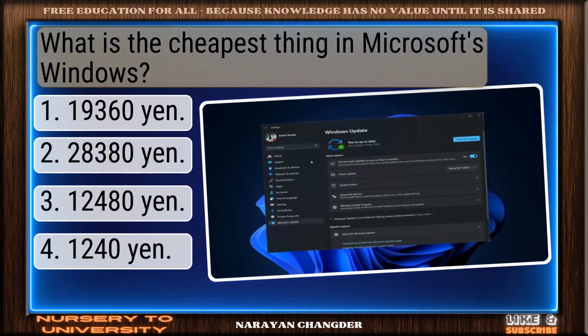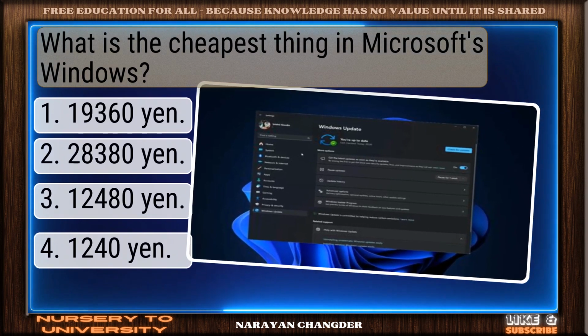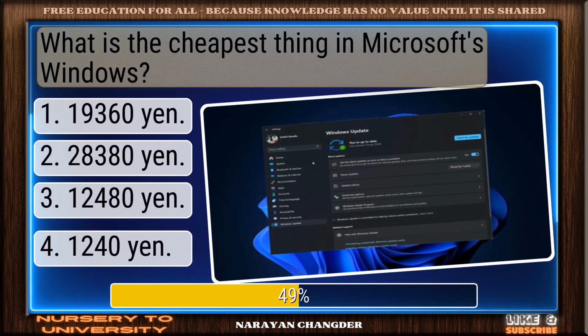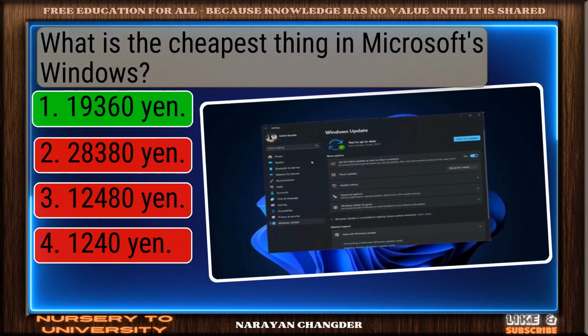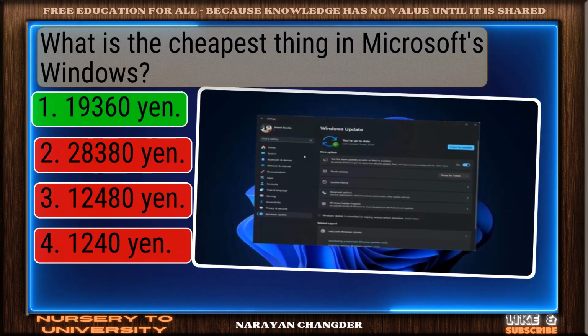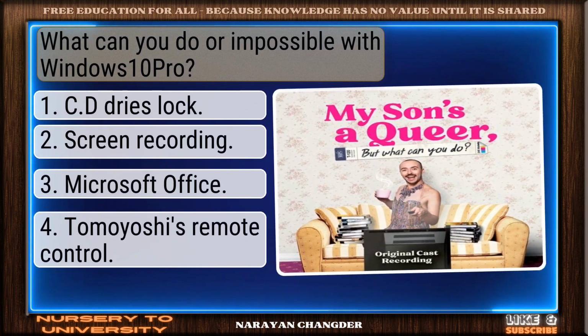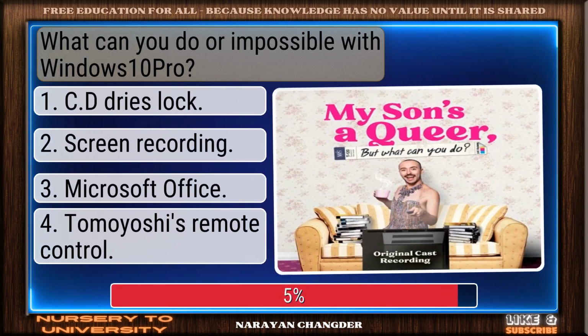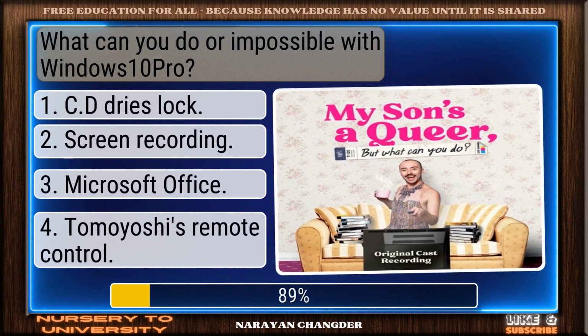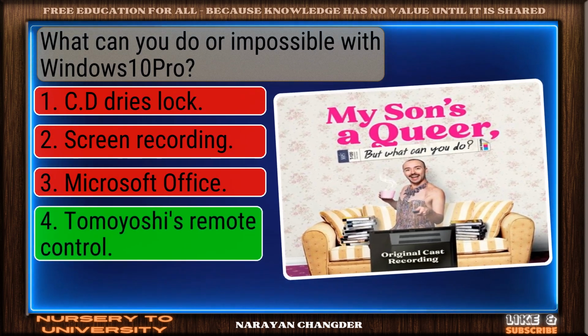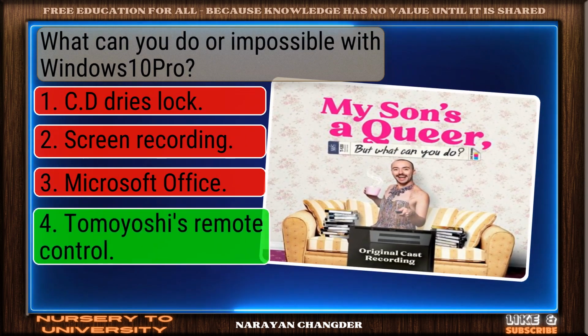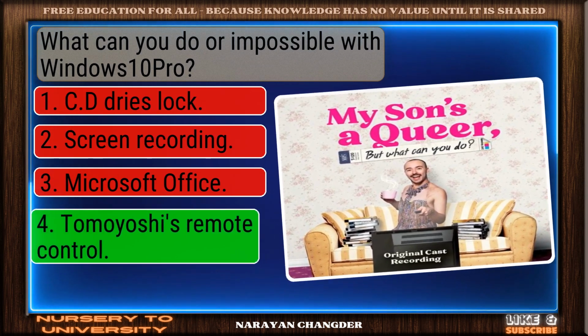Question number 3. What is the cheapest thing in Microsoft's Windows? Good job. Your answer 19360 and works well here. Question number 4. What can you do or impossible with Windows 10 Pro? Correct response. Tomoyoshi's remote control is the most accurate answer.